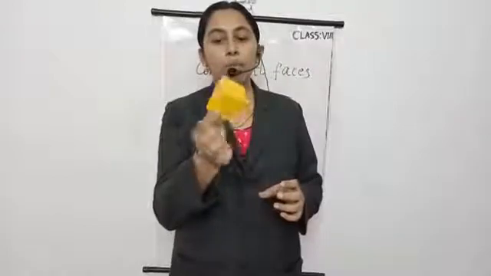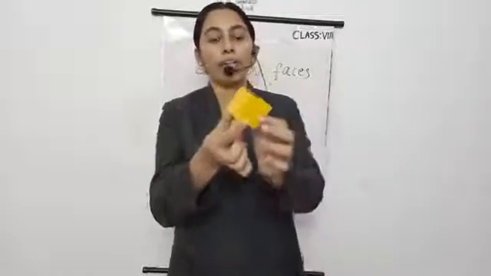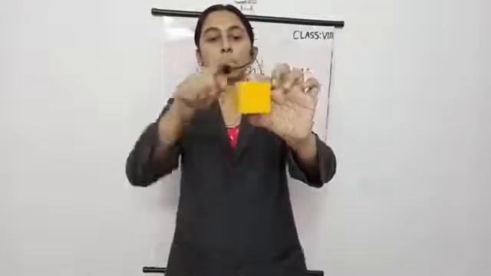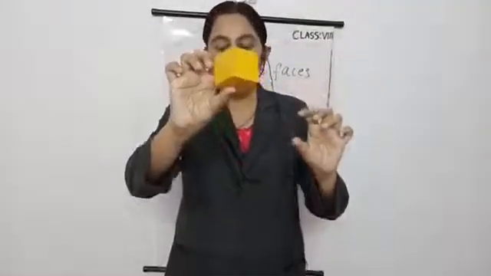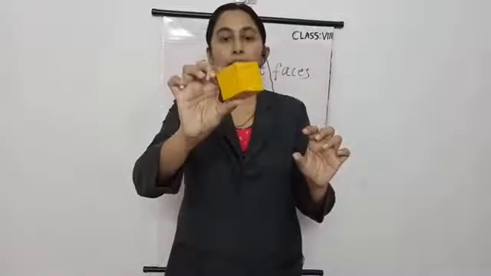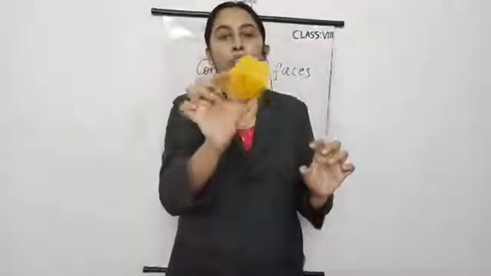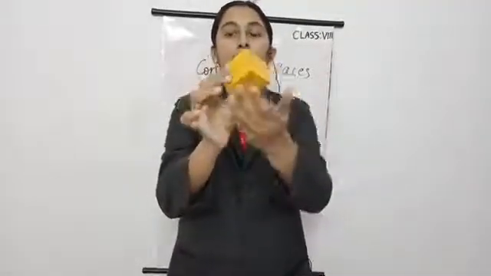Now this is a cube. How many faces does a cube have? 6. 1, 2, 3, 4, 5, 6. 6 faces, and all these 6 faces are in the shape of a square, and all these 6 faces are identical. This is a cubical box.